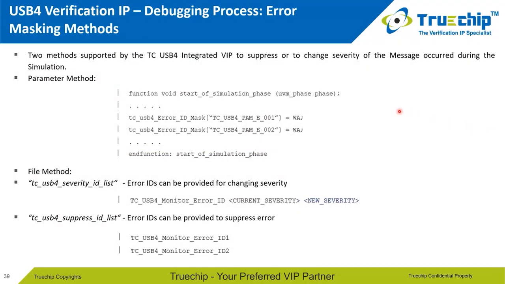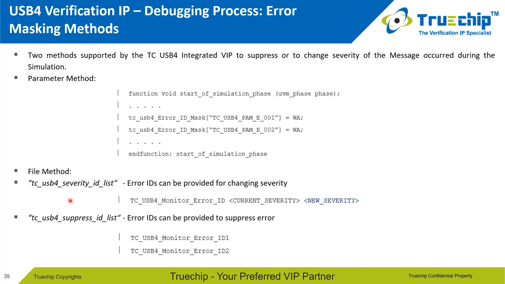TrueChip VIP provides two methods to mask the errors. One is the parameter method and second is the file method. In the first method, the corresponding error ID is used and the value of the new severity is provided. For example, the WA here means the error PAME001. This ID would be masked as UVM warning.